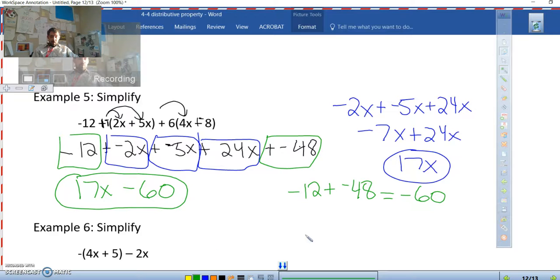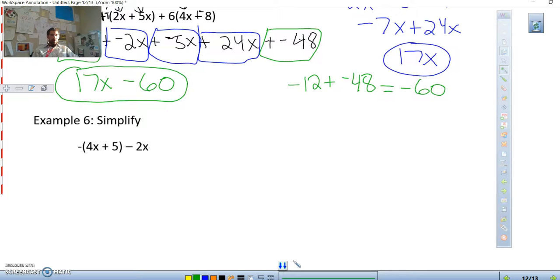This next one, guys, is very similar. If you want to go ahead and try it and then pause the video, that's a good idea, and then see if you get it right. It's similar. See if you guys can do this. It's a little different, but it's similar.